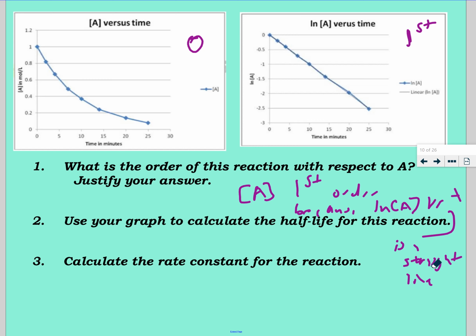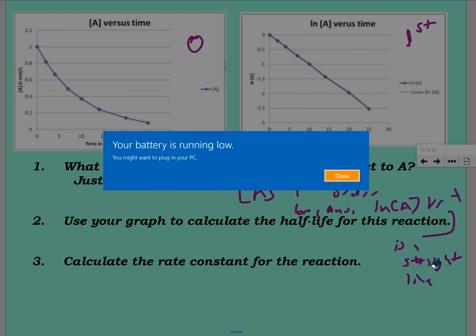So the next question they ask is they want to know the half-life. Since it's first order, we know that it's going to be constant. It's going to be a constant, so it's always going to be the same.